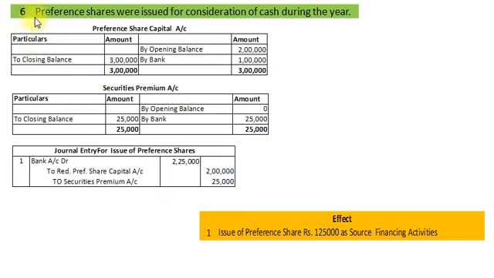Now we will solve adjustment number 6. Preference shares were issued for consideration of cash during the year. Here we prepare the preference share capital account. First of all, the opening balance on the credit side is rupees 2 lakh, and the closing balance is rupees 3 lakh. So the difference on the credit side amounts to rupees 1 lakh. It means preference shares worth rupees 1 lakh were issued during the year.